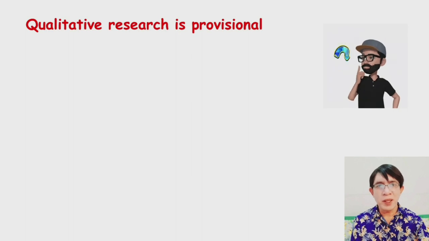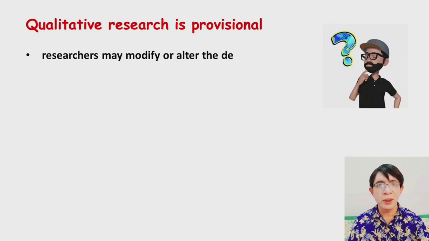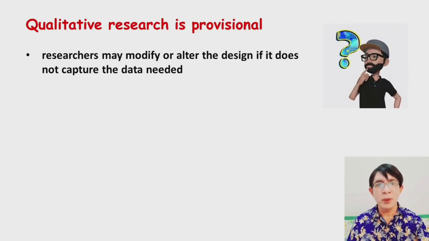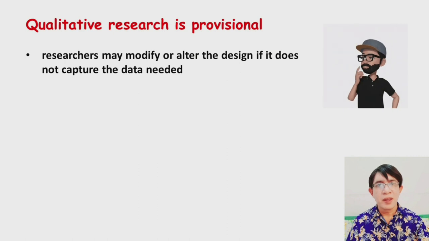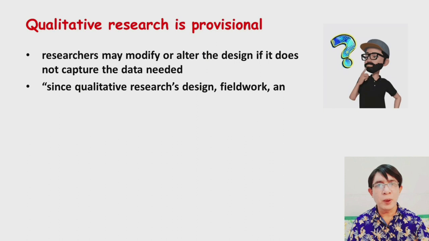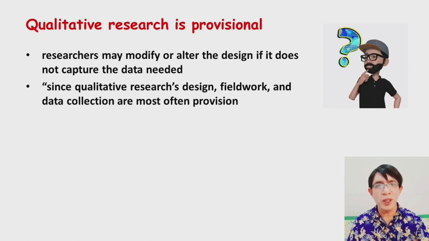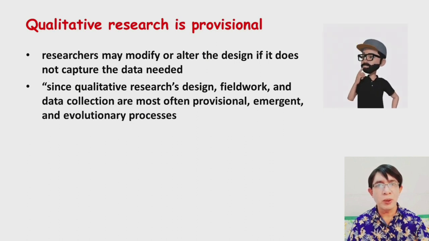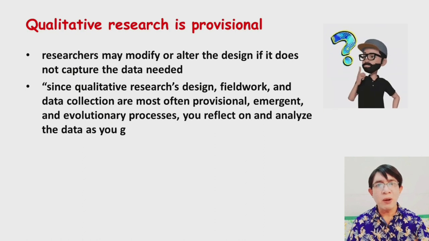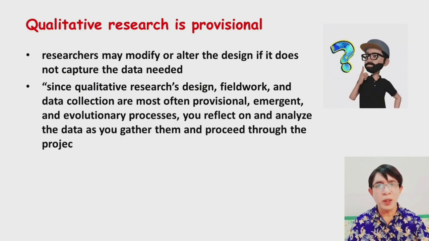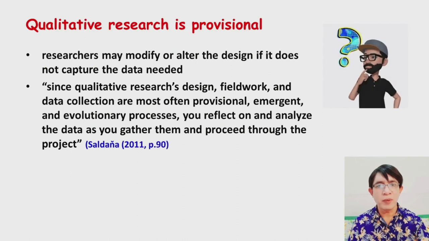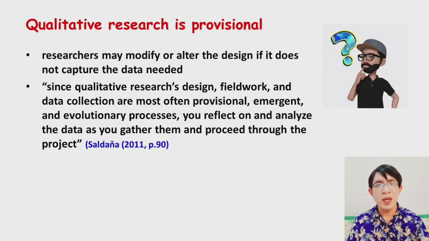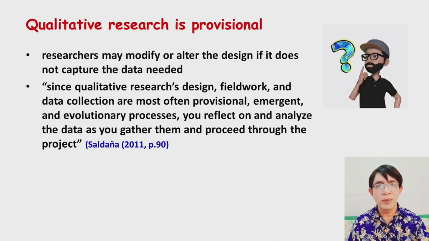Further, qualitative research design is provisional and researchers may modify or alter the design if it does not capture the data needed. Saldana says that since qualitative research design, fieldwork, and data collection are most often provisional, emergent, and evolutionary processes, you reflect on and analyze the data as you gather them and proceed through the project. He further advised to change the pre-planned methods if they are not working to obtain the data needed.